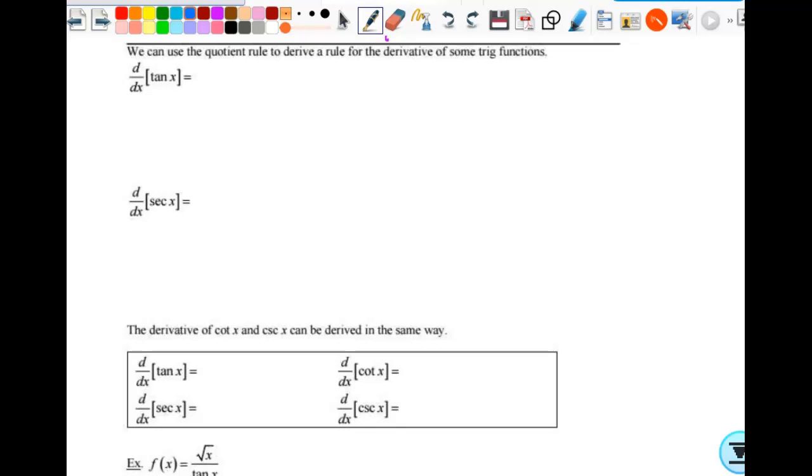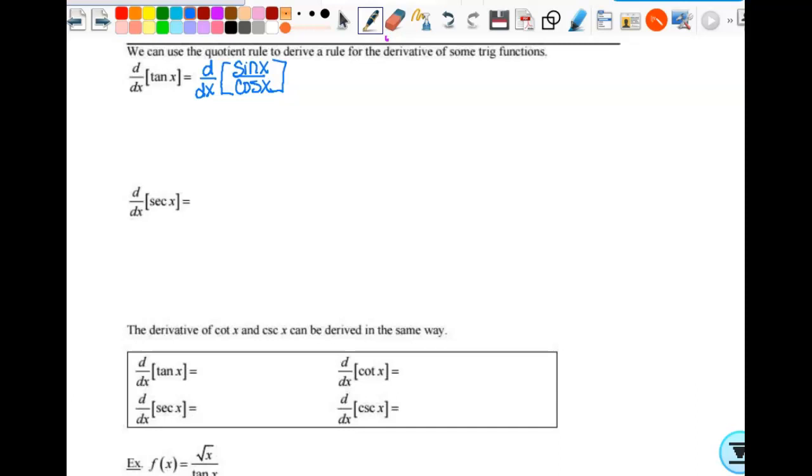Well, sine is what over what? Tangent is sine over cosine. So the derivative of tangent is the same as d/dx of sine x over cosine x, right? I just changed tangent to sine over cosine. It's something we should remember from pre-cal.